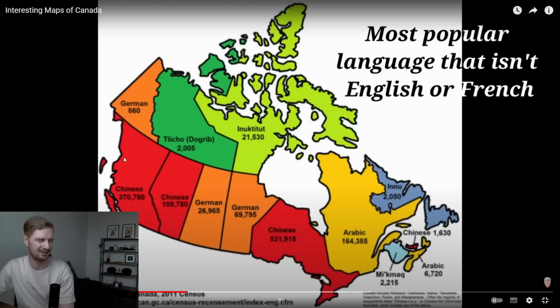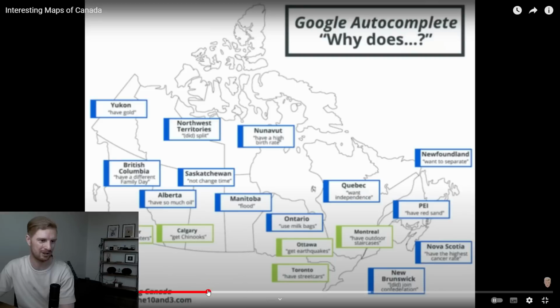I can understand Chinese because obviously this is on the west coast. It'll be close to Asia. There'll be a lot of immigrants. How did the Germans get over to this side of Canada and populate it so much? Arabic actually. Interesting that Arabic is here. And we've got another couple of indigenous languages, I guess, Innu and Mi'kmaq. Okay. So really outside of the indigenous languages, we've got German, Chinese and Arabic. Tell me if you knew that. Tell me if you know any German speakers.